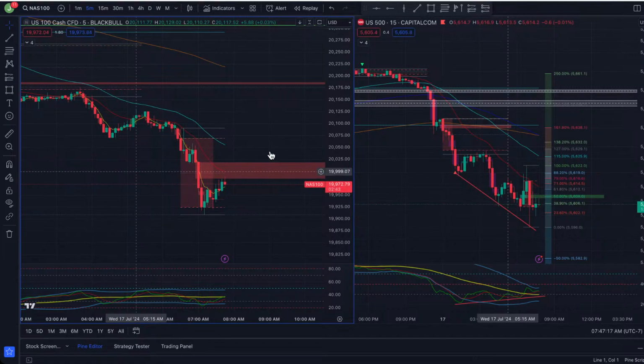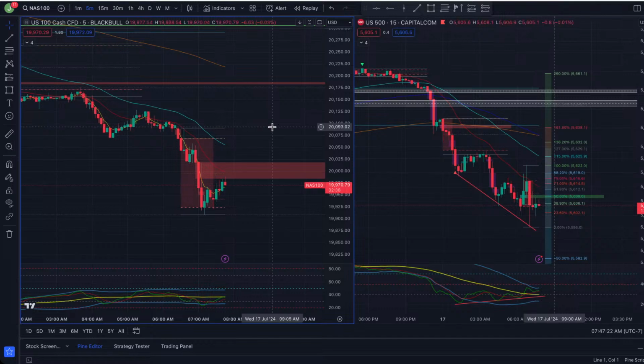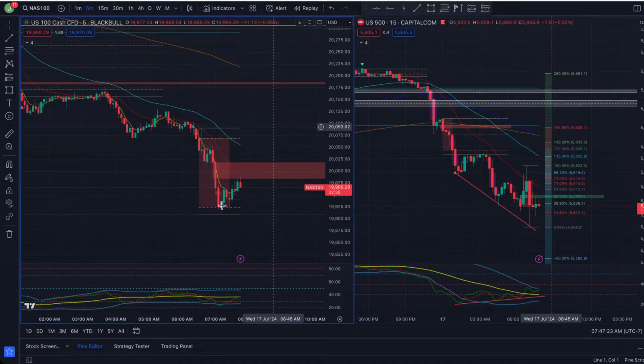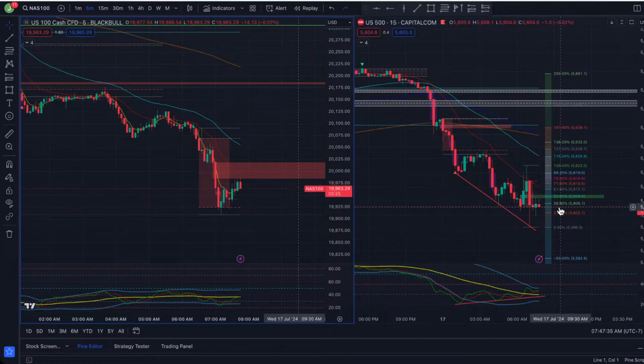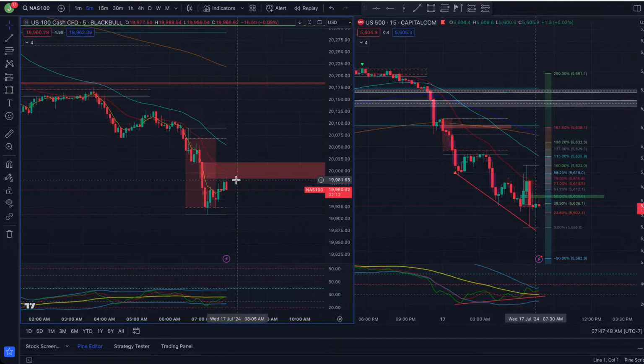As mentioned before, the only real point of confluence that I'm not satisfied with is the fact that we are below the 50 PD array, but that can't be the only thing. We have to match up all points of confluence. On our decision tree, we're slowly favoring shorts right now. NAS finally in the fair value gap.